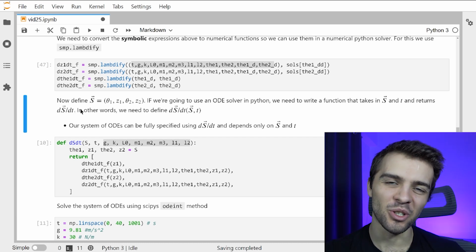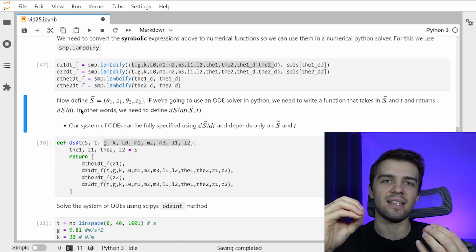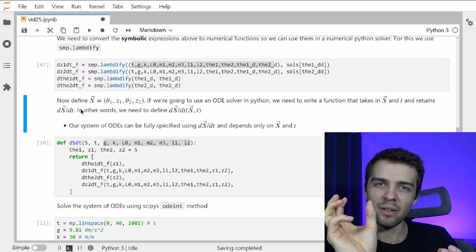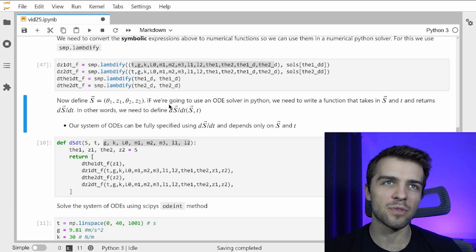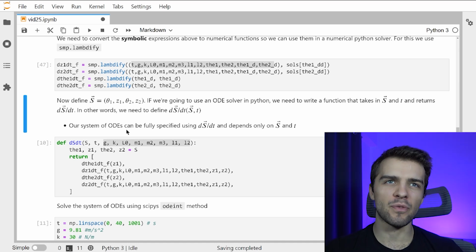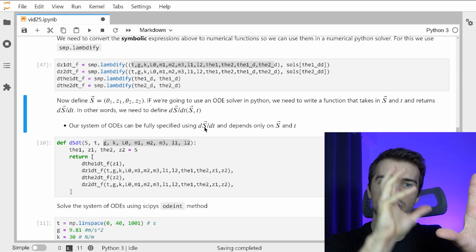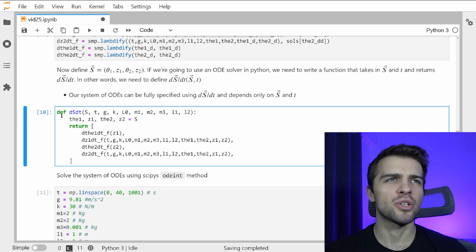This is a differential equation. It's like saying ds dt depends on s and t. This is a vectorized form of saying dy dx depends on x and y, right? That's a differential equation. So it's like the vector form of a differential equation, and it can be expressed like this: a function called ds dt that takes in s and t and it returns ds dt. So our system of ODEs can be fully specified using ds dt. If you tell me what ds dt is as a function of s and t, that is the differential equations that describe our system. So here I define ds dt.